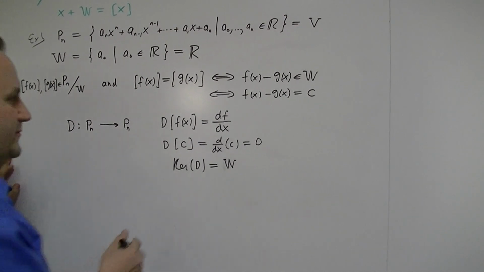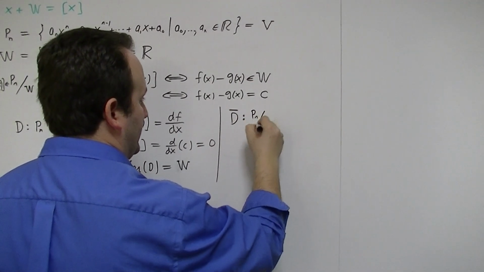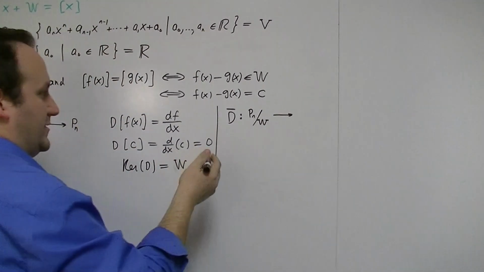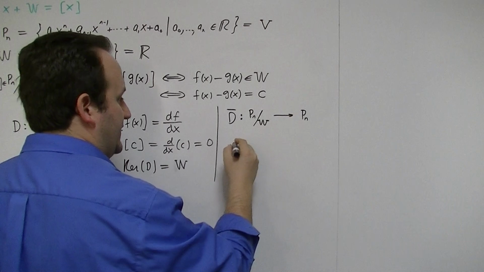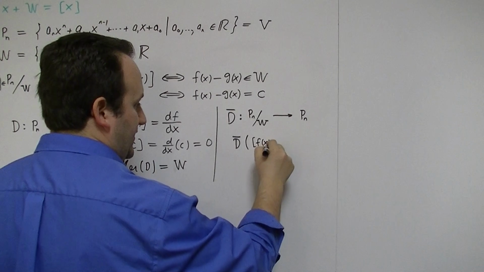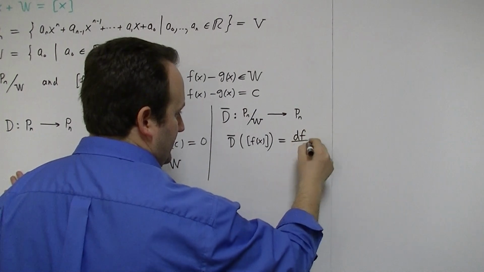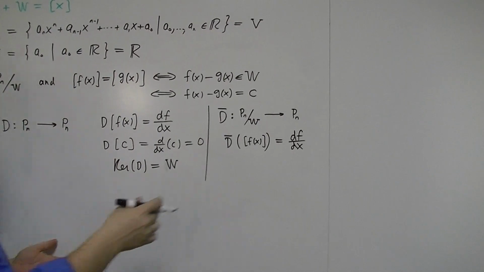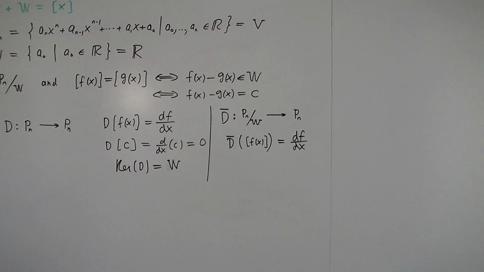However, if I was to define, let's say, D bar on the quotient of polynomials by W, to Pn, and define this by D bar of the equivalence class of f of x equal to df dx, right? So that takes in a coset, an equivalence class, really, of functions which differ just by a constant, and I just differentiate them.